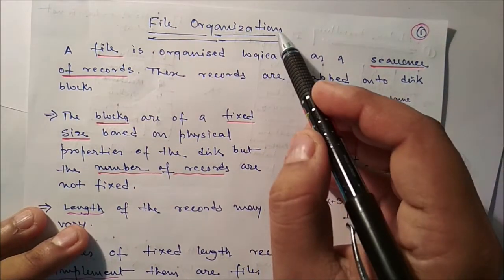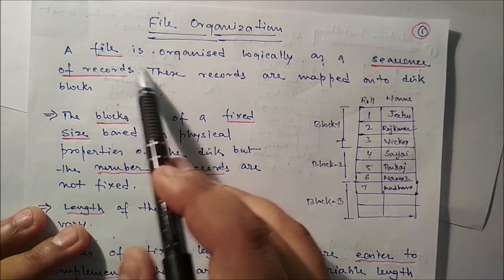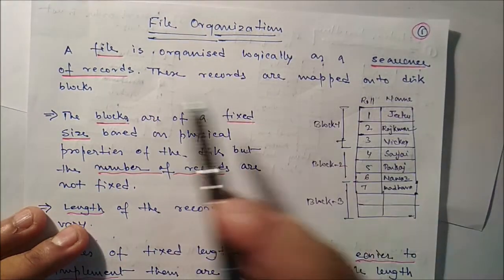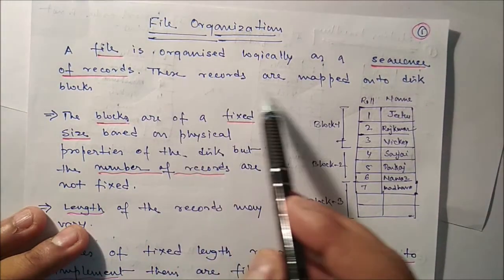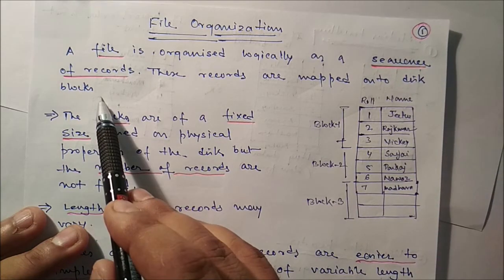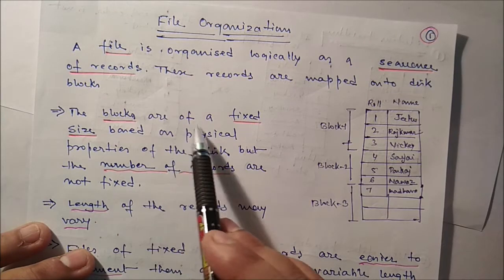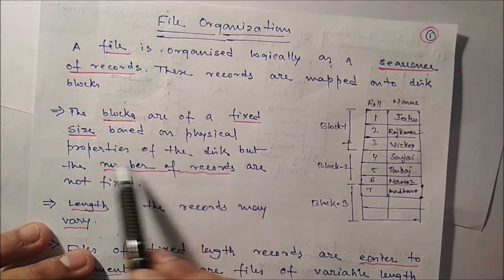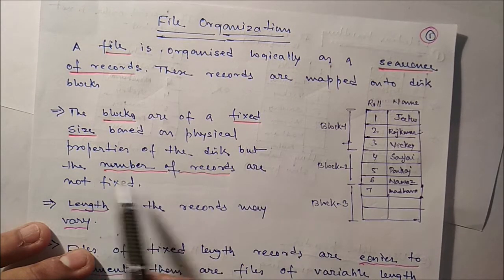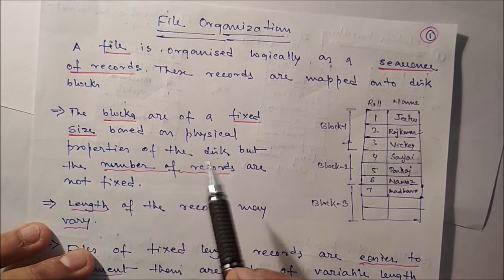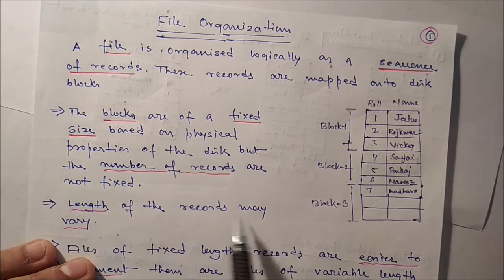In this video, we'll talk about file organization. A file is organized logically as a sequence of records. These records are mapped onto the disk block. Now, the blocks are of a fixed size based on physical properties of the disk, but the number of records is not fixed, and the length of the records may vary.